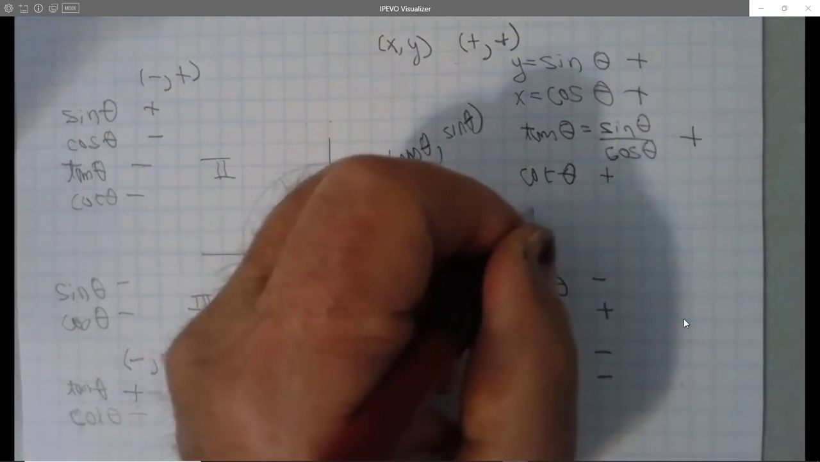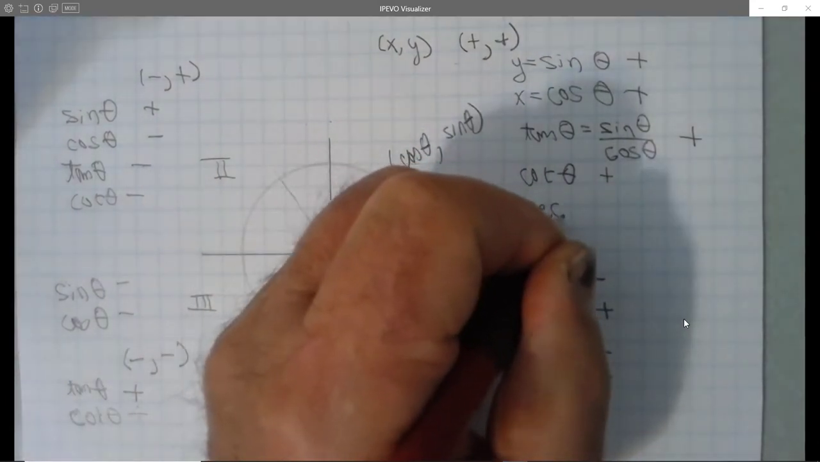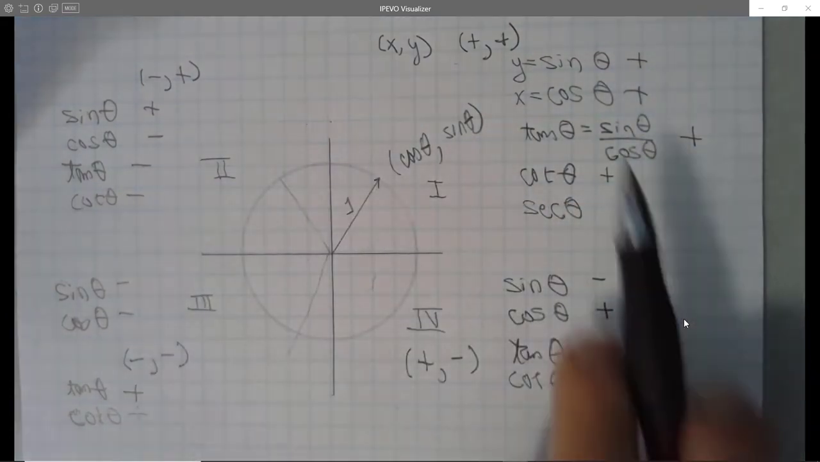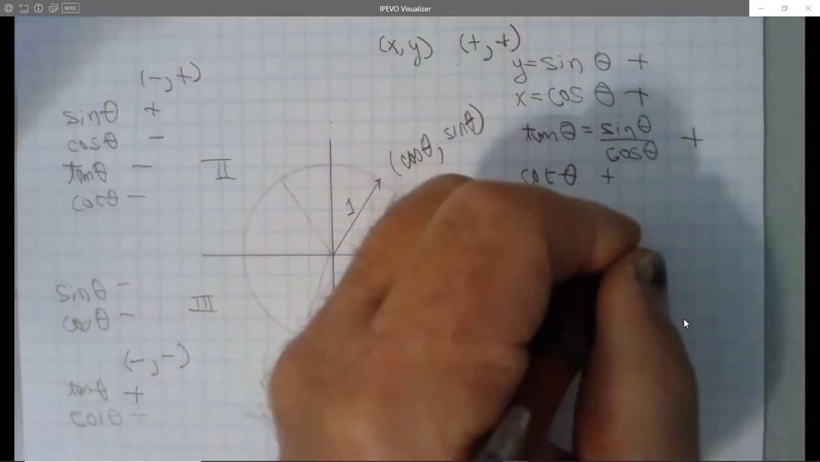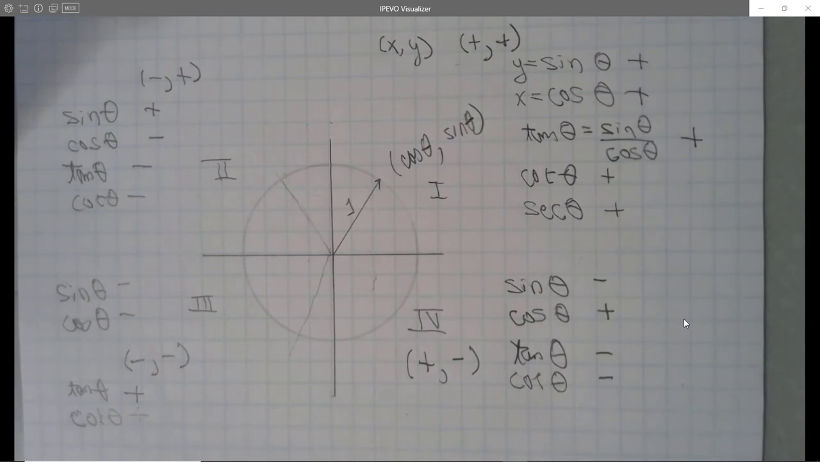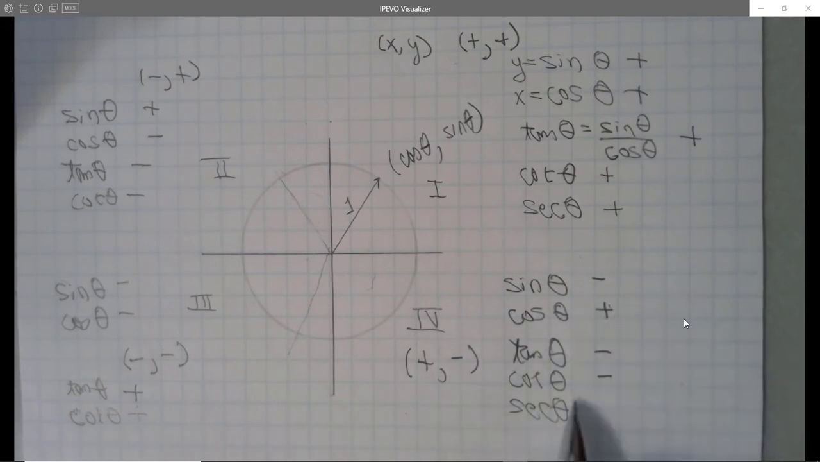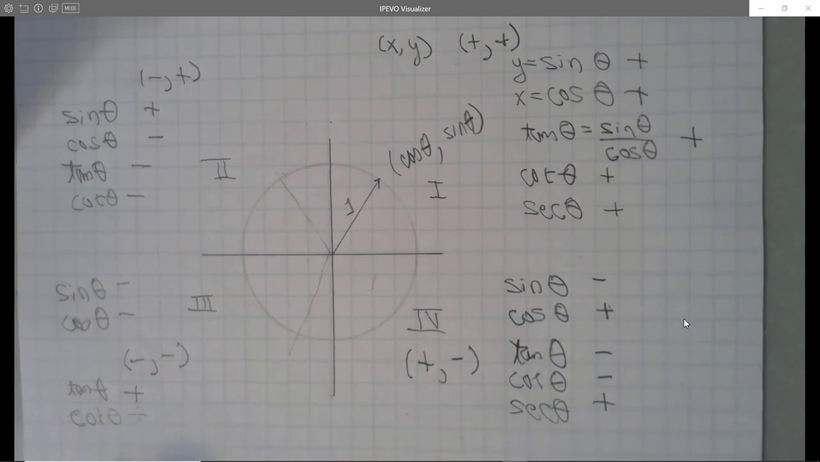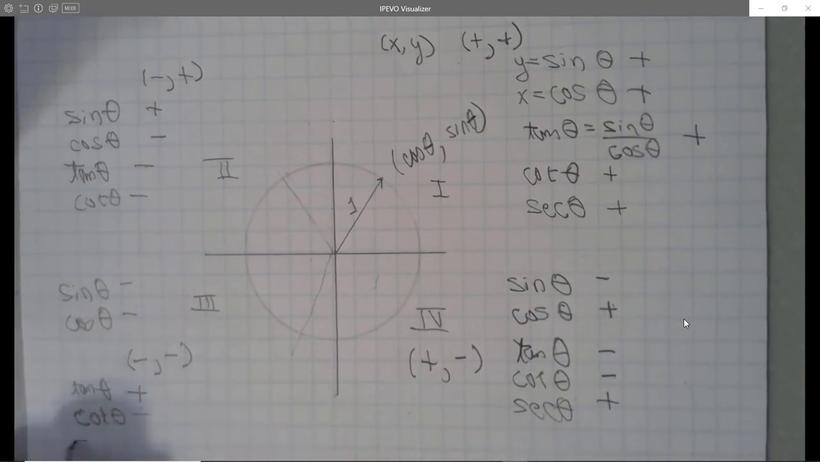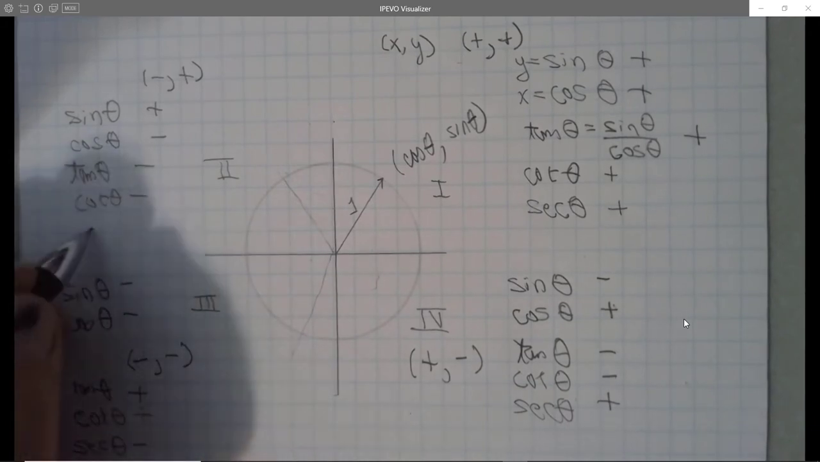And then the secant is the reciprocal of the cosine. So if the cosine is positive, the secant will be positive. And if the cosine is negative, the secant also will be negative.